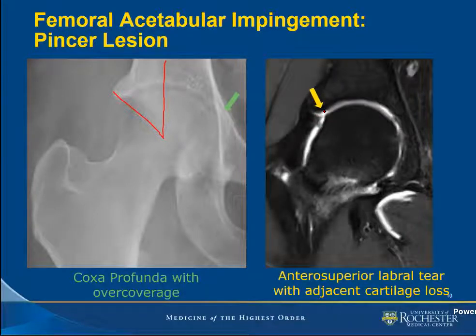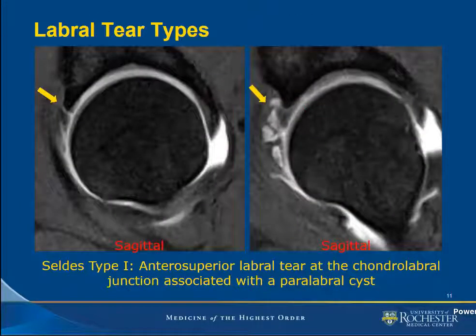Now moving on to the types of labral tears, there's a classification system called the Seldes classification, types 1 and 2. Seldes classification type 1 tears is basically a tear at the chondrolabral junction. So you have a chondrolabral separation. Here we could see a chondrolabral junction tear at the most classic site, the anterosuperior chondrolabral junction. And then on a subsequent sagittal imaging slice, we could see that this labral tear is associated with a large paralabral cyst here.